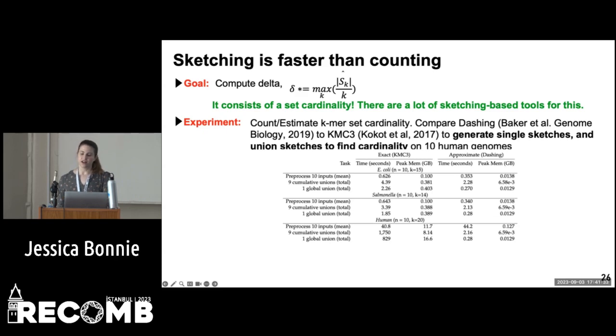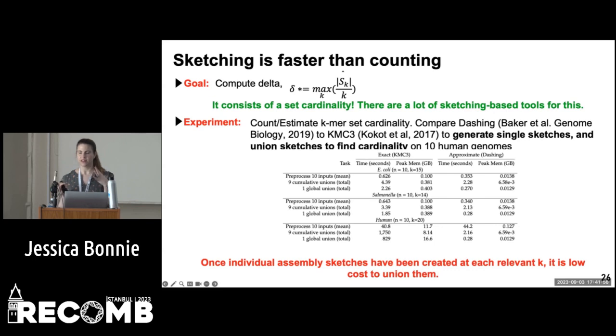So the benchmarking we've done shows that we can sketch each human assembly in our set in half the time it takes to count the K-mers directly with KMC3. Where we really speed ahead, though, is during this union process. Once the sketches have been made, the process of unioning all 13 or 10 of them takes moments, when KMC3 takes drastically longer to count the K-mers for the unions of databases, and it doesn't really get an advantage from the fact that we've done it before.